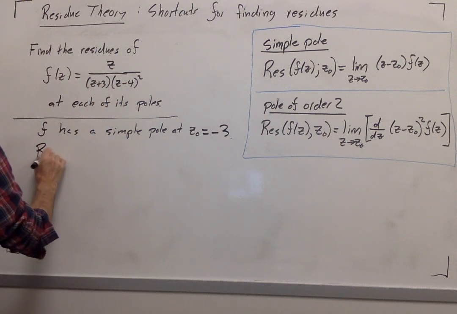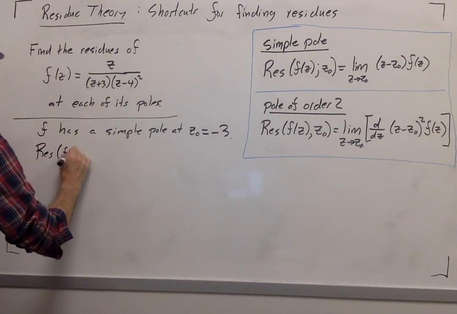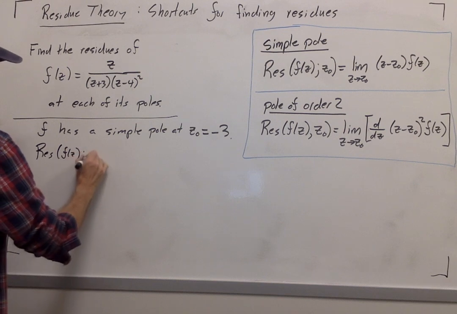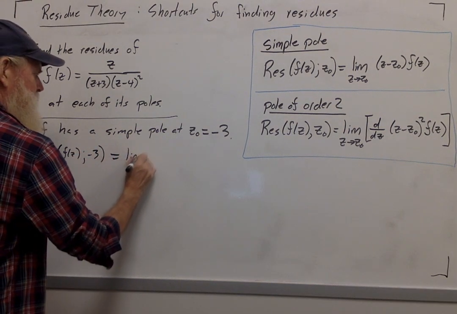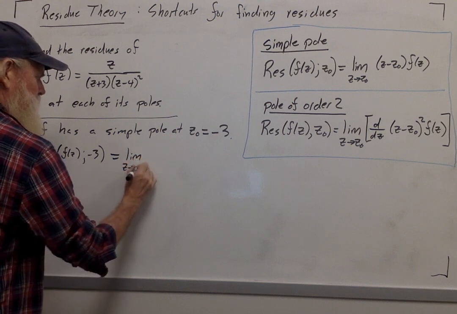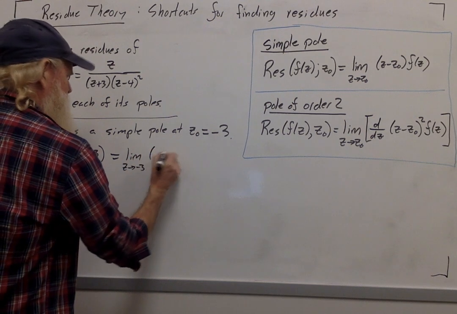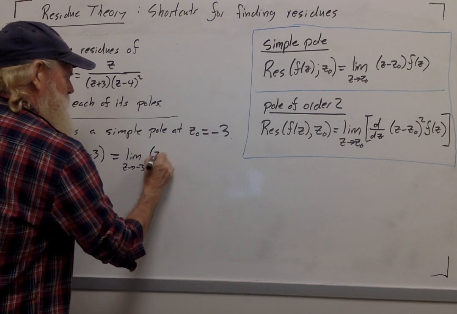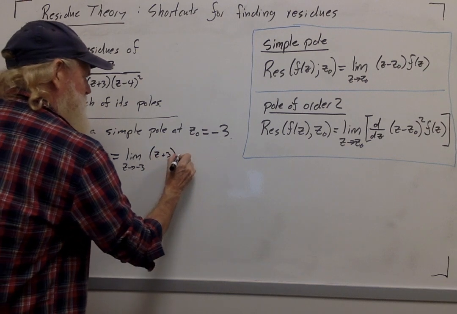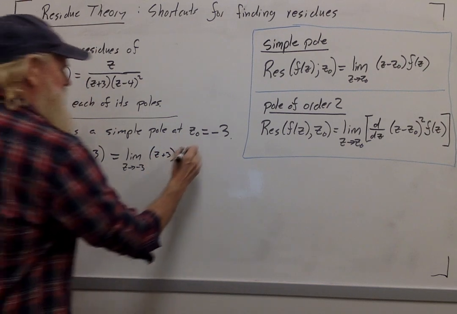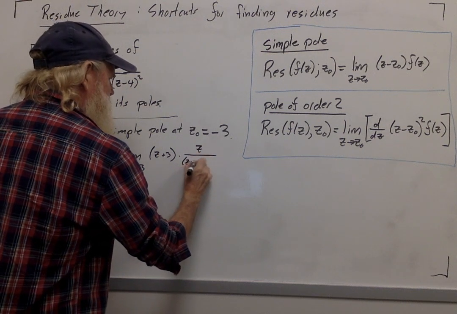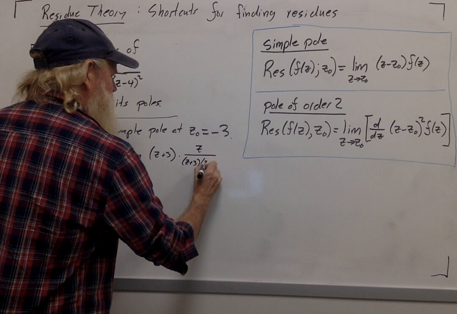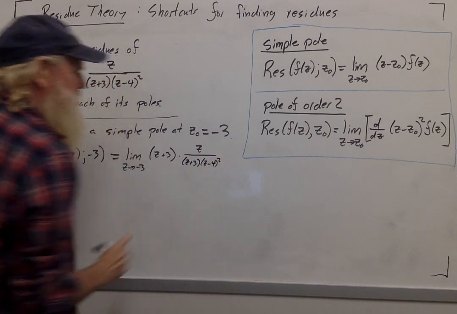So the residue of the function at -3 is going to be the limit as z goes to -3 of z minus -3, which is z plus 3, times f of z, which is z over (z plus 3) times (z minus 4) squared.